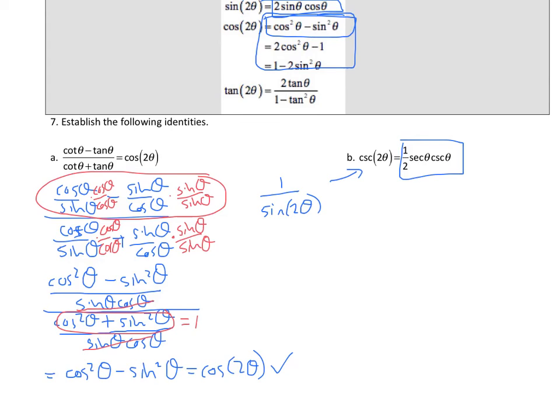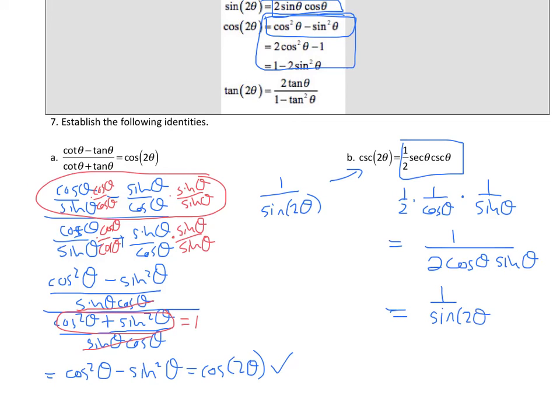So 1/2 secant theta is 1 over cosine theta. Cosecant theta is 1 over sine theta. I can rewrite this, if I multiply all these fractions, as 1 over 2 cosine theta sine theta. And if I look up at my identities, 2 sine theta cosine theta is sine of 2 theta. So we get 1 over sine of 2 theta, which would equal cosecant of 2 theta. And we're done.